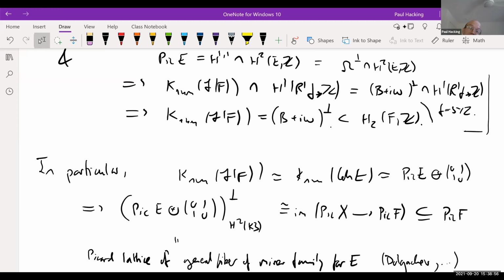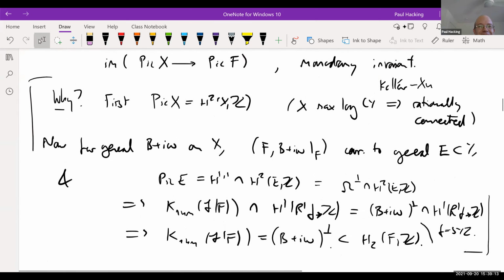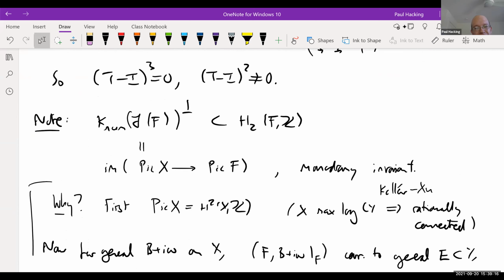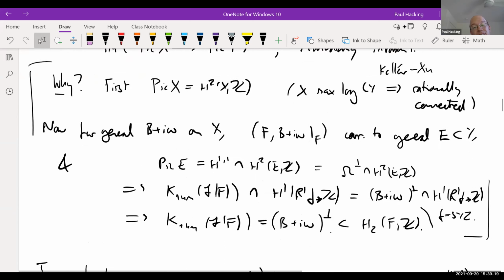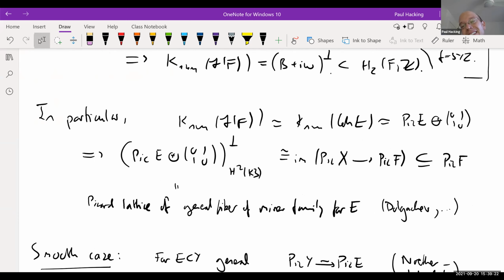And so it tells you that, since we just identified this image of the K-theory with the perp... I'm sorry, what did I say? Up here I made this assertion that the perp of the numerical K-theory is this image of the Picard group from the total space. And so switching the perps, this image is the perp of Pic E direct sum the hyperbolic plane in the cohomology lattice of the K3. Now that's the usual Picard lattice of a general fiber of the mirror family for E.